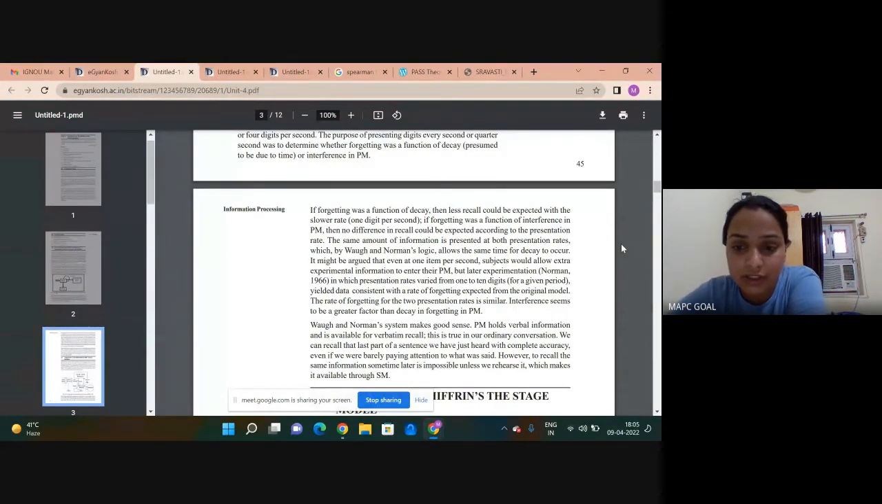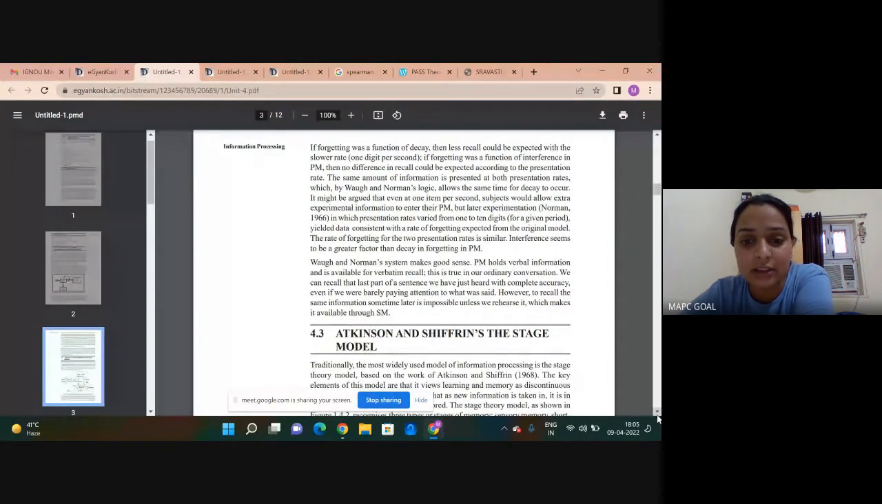That is what they found, and finally they concluded that primary memory holds verbal information, and it's available for verbatim recall. If you want to recall some information for a longer period of time, you also have to understand its meaning, and interference should be avoided. Interference seems to be a greater factor than decay.